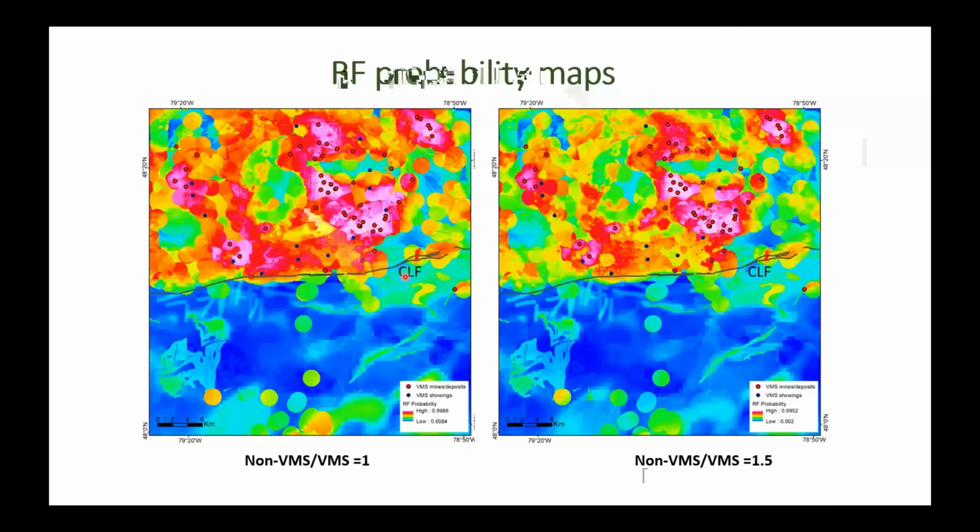Here we can see the probability maps created using two ratios. The high probability areas are shown in purple, and we can see that existing mines and deposits, which are shown in red, mostly lie on the high probability areas. The two maps are similar, but have some differences in these areas.